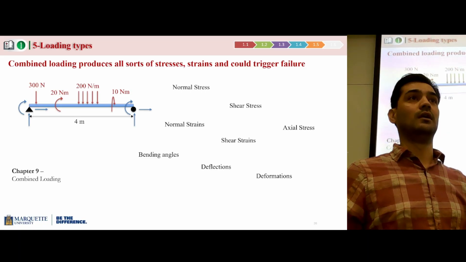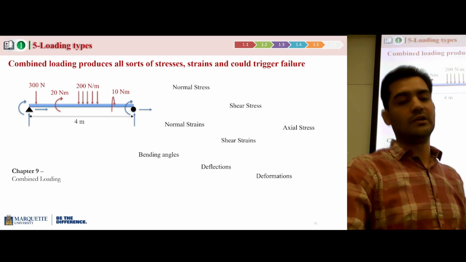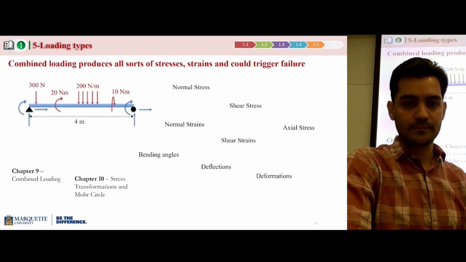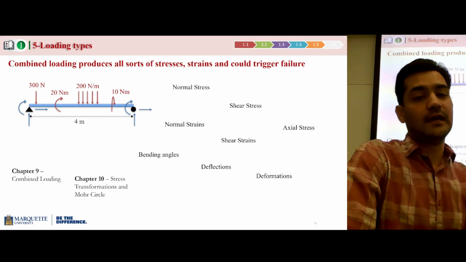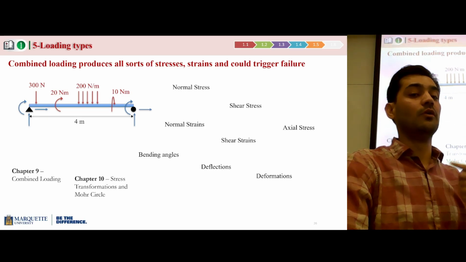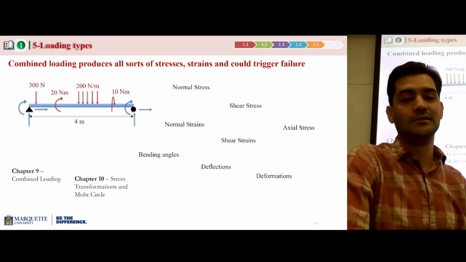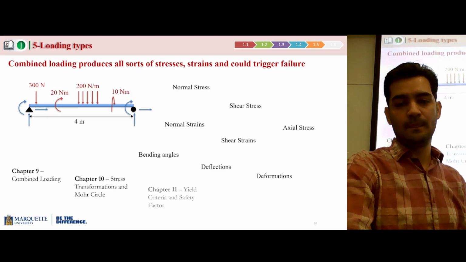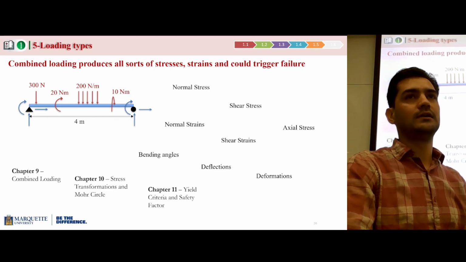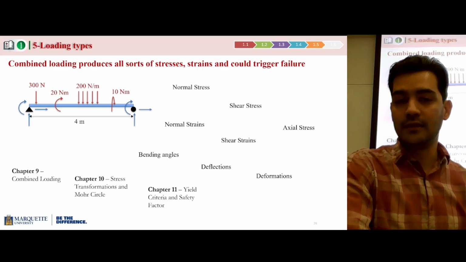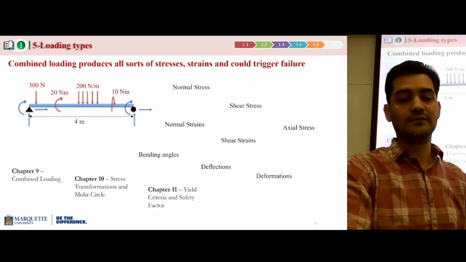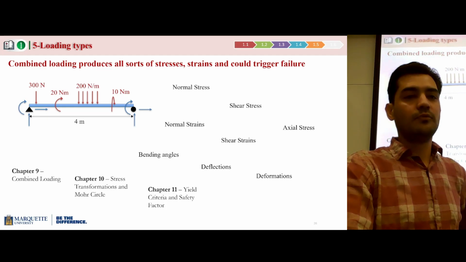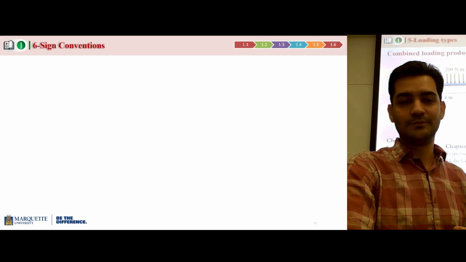So what happens when there is more than one force acting on a body? Because of that, you have newer concepts. So you need to know about Mohr circle and stress transformation to figure these things out. And chapter 11 is going to be about failure, like how things fail. So that's going to be this subject.